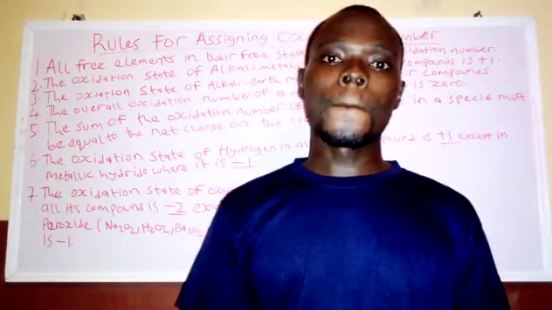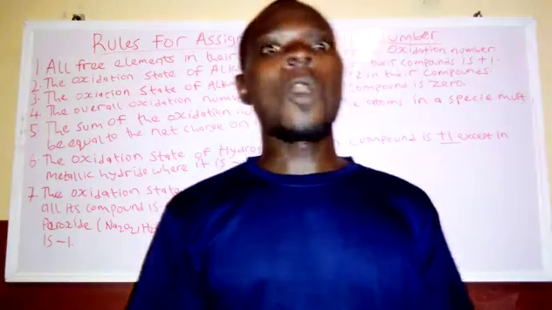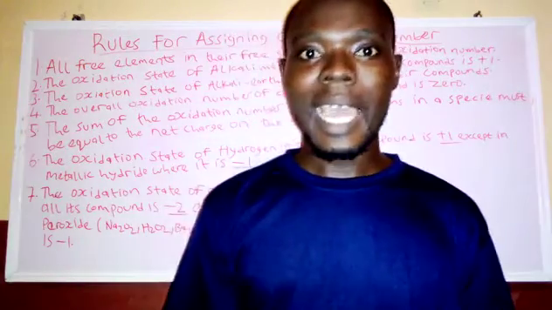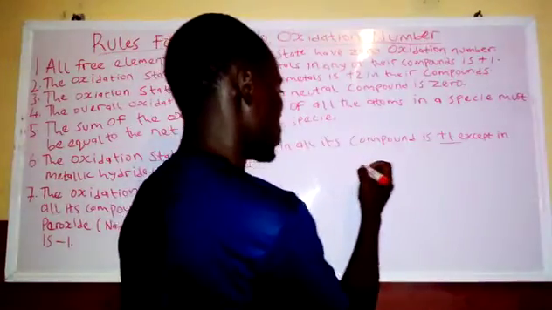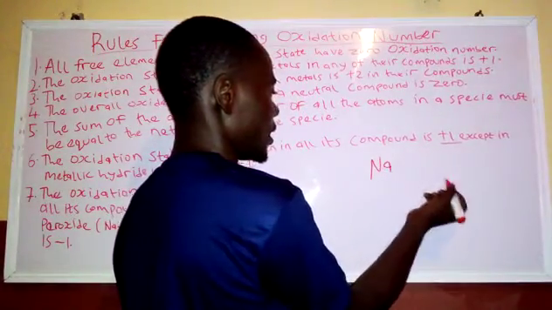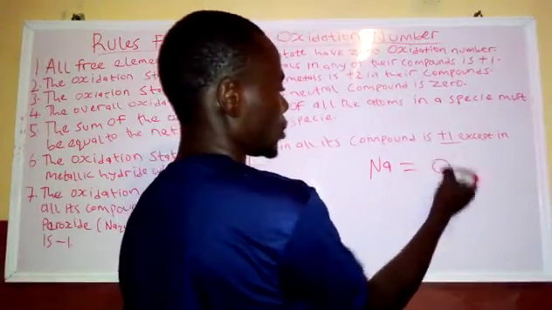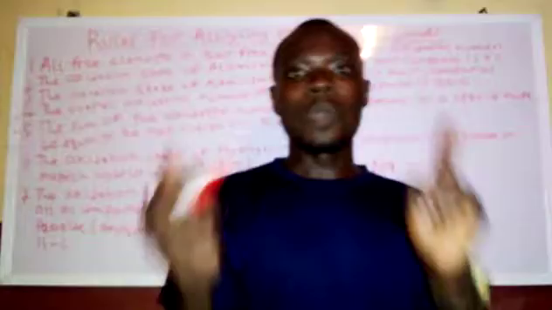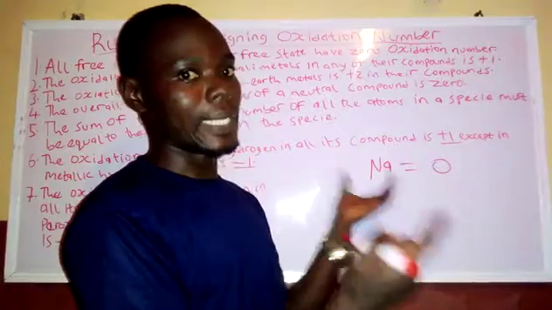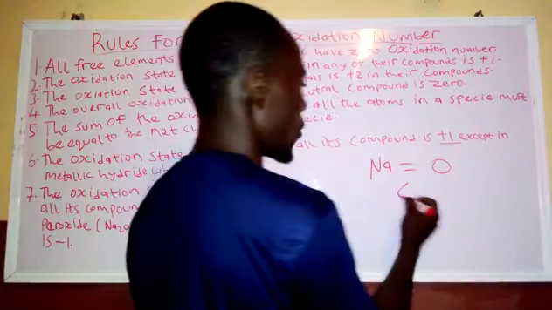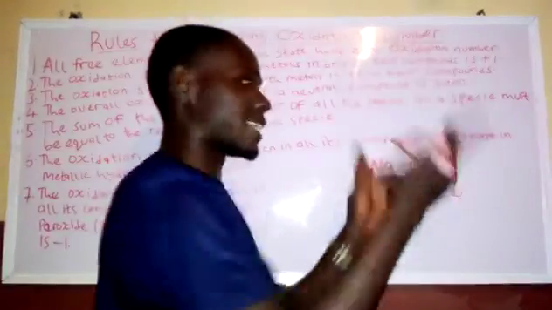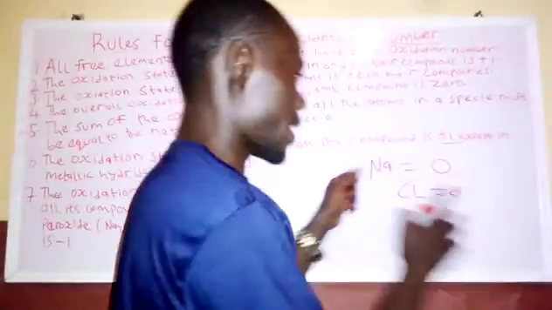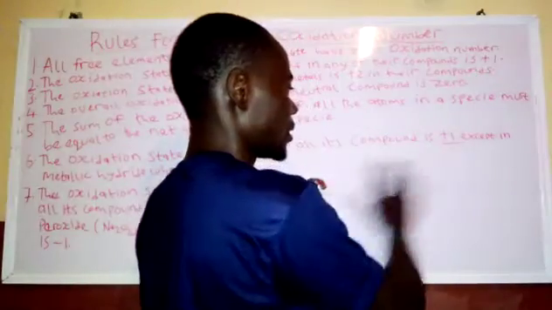One of the rules states that all free elements in their own uncombined state have an oxidation number of 0. For example, sodium, Na, has an oxidation number of 0. So you can say Na equals 0. In their own uncombined state, that is when they are still atoms, for example this is an atom of sodium, they are 0. The same thing goes for chlorine, Cl equals 0. For any element you could think of that is standing alone as an atom, the oxidation number is 0.